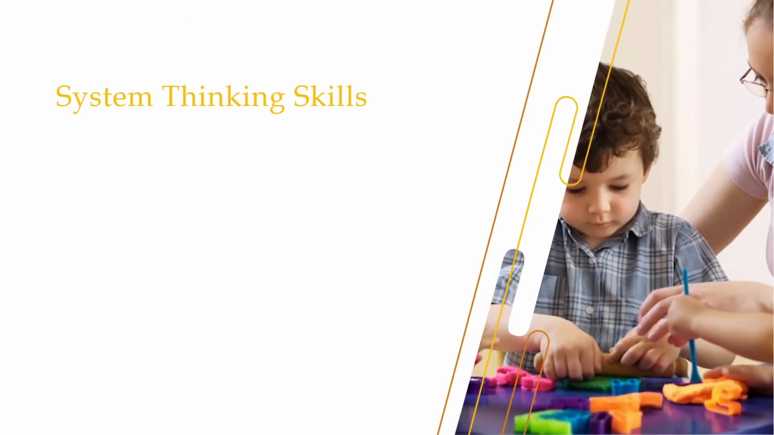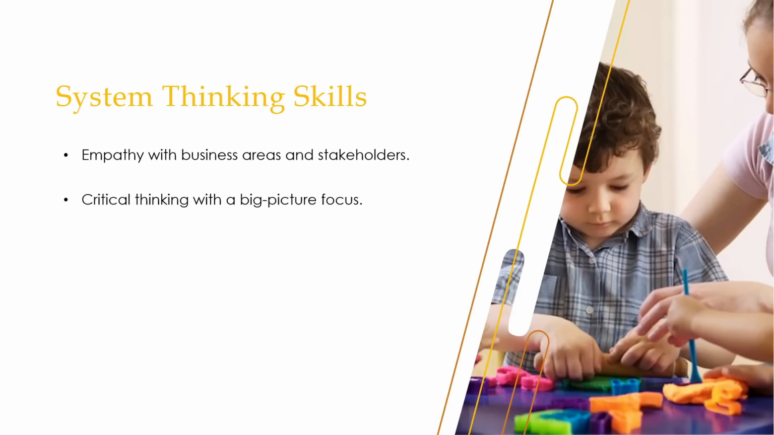Okay, let's talk about some of the skills that are required for systems thinking. First is empathy. Empathy enables teams to understand the needs and expectations of business areas as well as stakeholders, and this helps align project goals with broader organizational objectives as well. You have critical thinking. This can be combined with the big picture focus or the holistic view that we talked about in the beginning. This allows teams to see how individual elements fit within the larger system, and this is going to help them make informed decisions.